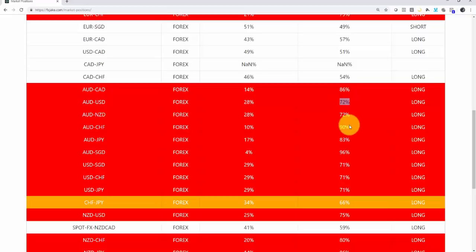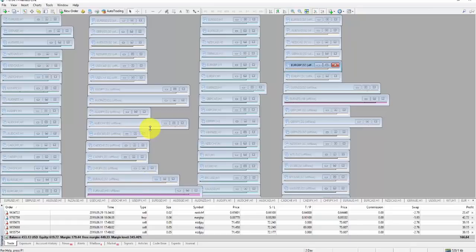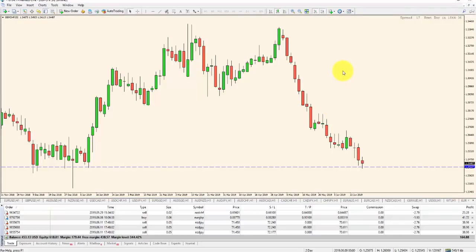All of these, like the Aussie Swiss, the Aussie dollar, all these pairs have been really heavy on the long side. So everyone's buying. The pound has also been like that a bit. You can see here pound Singapore, pound Swiss, pound yen, pound dollar, and so forth. So here's the thing though. When you have these trades going, let's take pound Swiss for example. When the market is going down like it is right now.